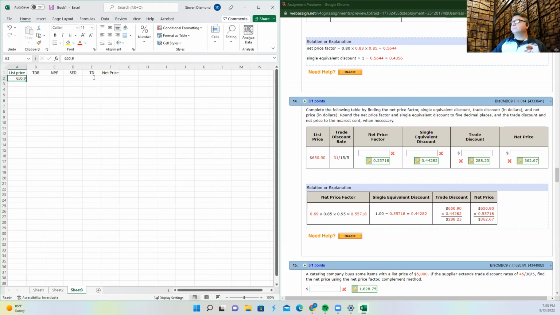This here, our trade discount rate, what they're giving us, they give us a 31% off, and then a 15% off, and then a 5% off, right? They don't give us net price factor. They don't give us single equivalent discount. They don't give us our trade discount. They don't give us a price. So we have to figure it all from here.